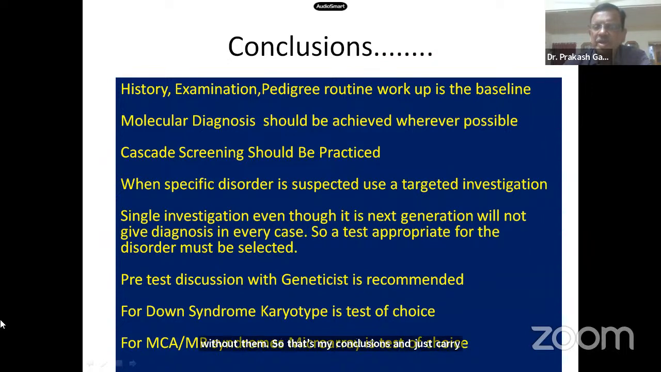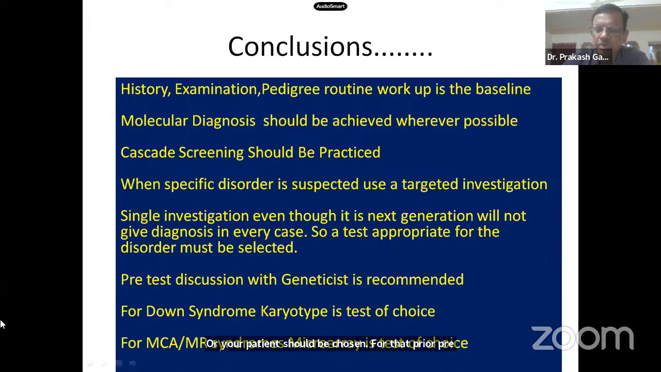So history, examination, pedigree, routine workup is the baseline. You cannot escape that. Molecular diagnosis should be achieved wherever possible for us to have a good prenatal diagnostic exercise, good counselling, good advice to give to patients. Cascade screening should be practiced for every common condition, especially like thalassemia and Duchenne muscular dystrophy. When a specific disorder is suspected, use the targeted investigation. Special investigations, though costly, though maybe covering a lot of portions of genes, still may not give you a diagnosis in each and every case. So the test appropriate for your patient should be chosen. For that, pre-test discussion with geneticists is recommended.